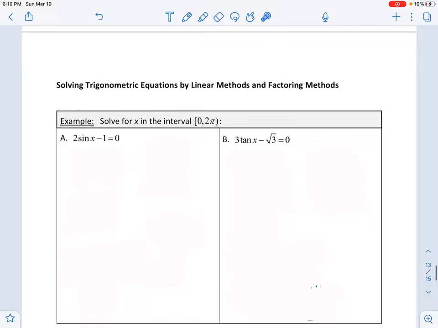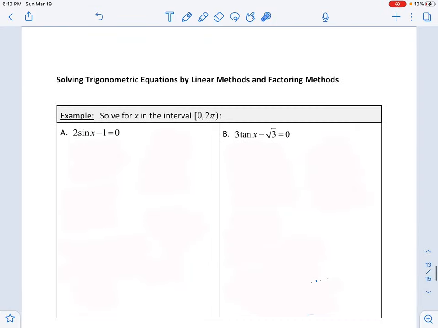All right. So for example 1, I want to solve for x in the interval from 0 to 2 pi. So again, my answers will be in radian. I have 2 sine x minus 1 equals 0. So at this point, I want to isolate sine of x so I can see which ratio I'm working with. So I add the 1 and I divide by 2. So I get sine x equals 1/2.